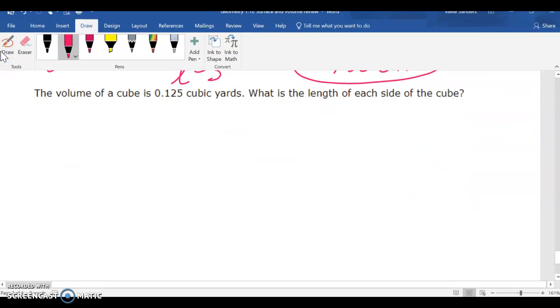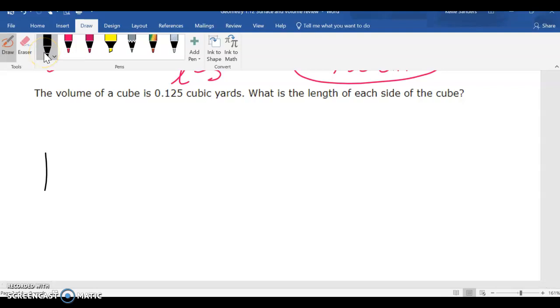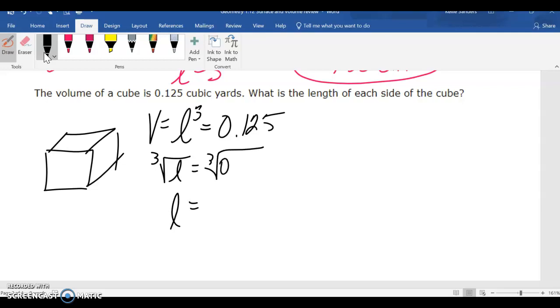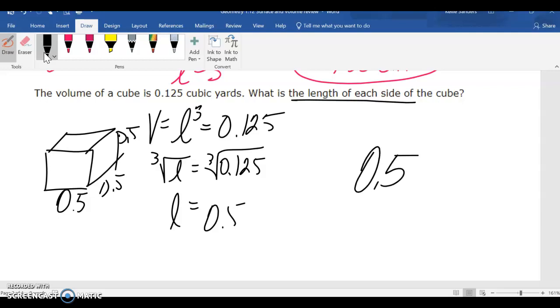0.125 is basically the same as 125. So the volume is L cubed, and we get 0.125. So we take the cube root of L cubed and get L. We take the cube root of 0.125 and get 0.5. So in this case, it's 0.5, 0.5, and 0.5. What is the length of each side? 0.5.